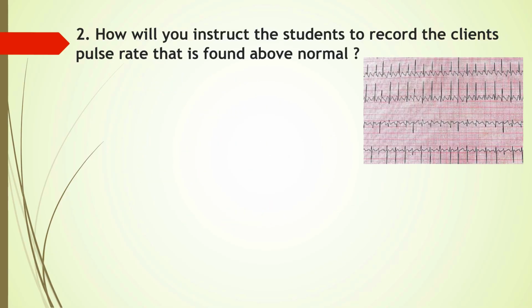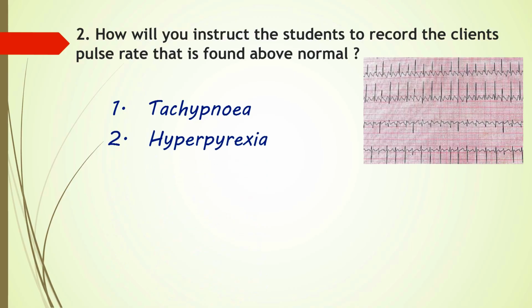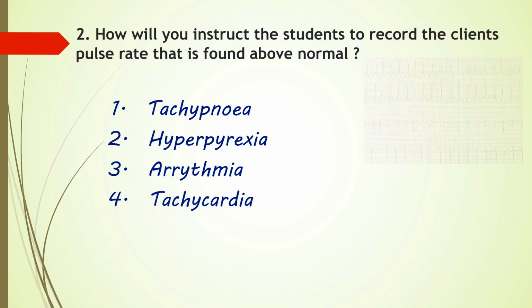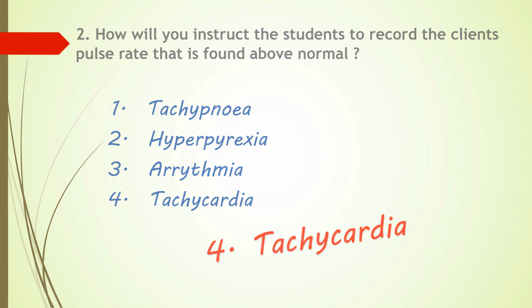Question number 2. How will you instruct the students to record the client's pulse rate that is found above normal? So the options are tachypnea, hyperpyrexia, arrhythmia or option 4 tachycardia. Yes, increased heart rate which is termed as tachycardia, option 4 is the right answer.